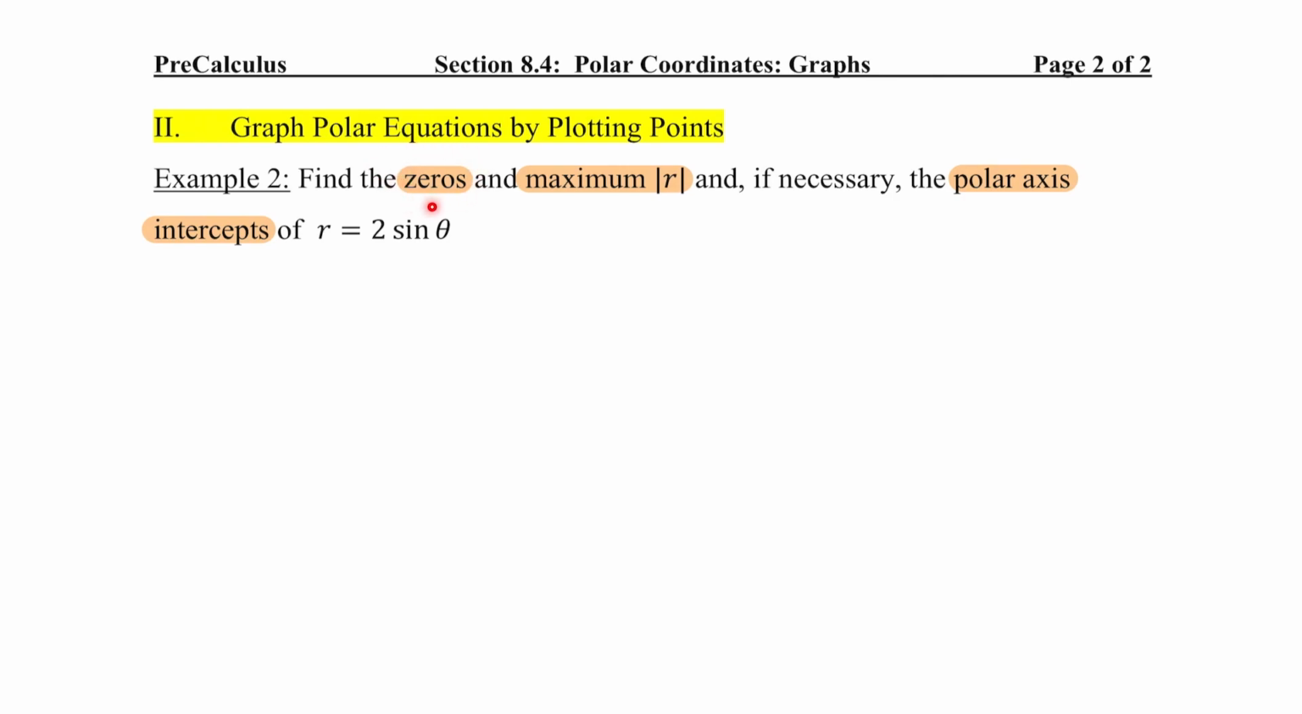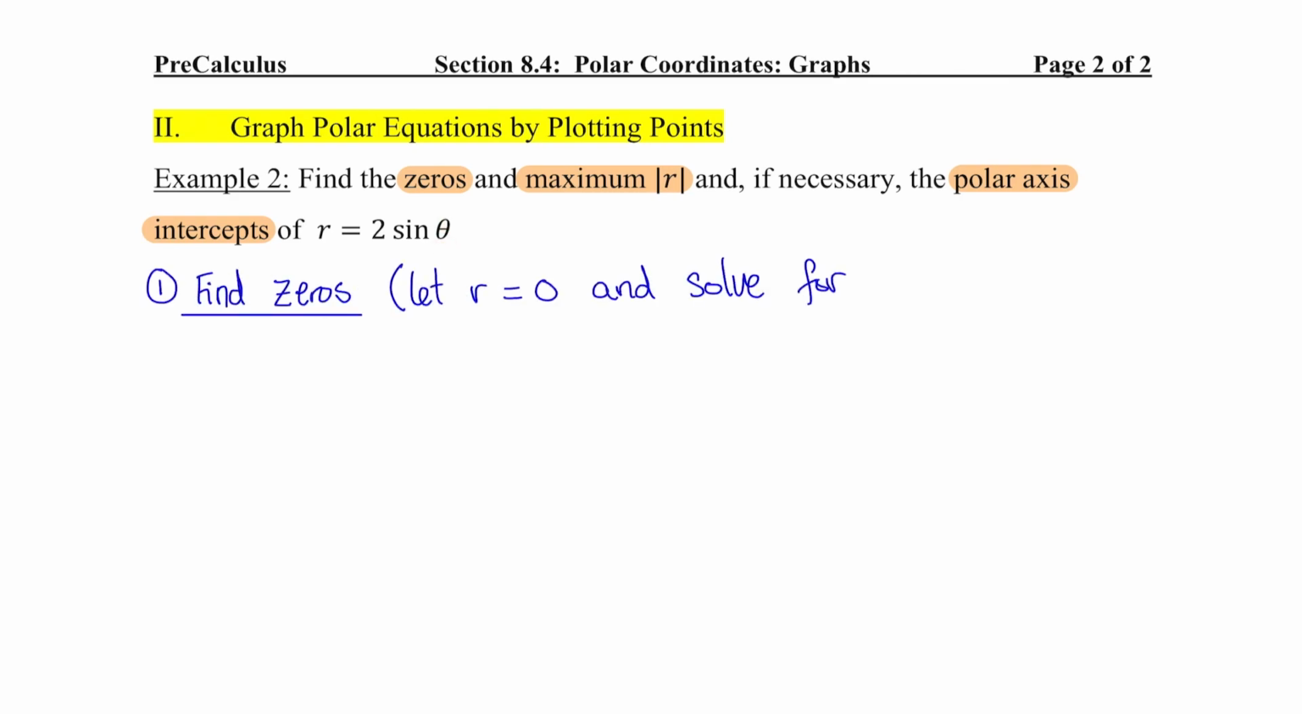So finding the zeros means that you let the equation equal 0, and then you solve for theta. I have the equation r equals 2 sine of theta. I want to find the zeros for this equation. That means I let r equal 0 and solve for theta. So I have the equation 0 equals 2 sine of theta. To solve for theta, I first solve for sine of theta. I'm going to divide both sides by 2. So the 2 cancels out. I have sine of theta equals 0.